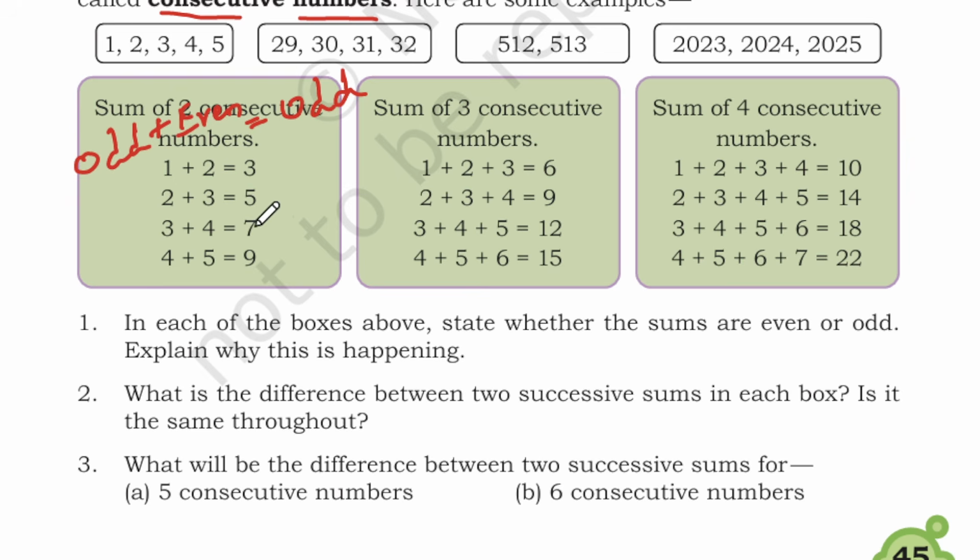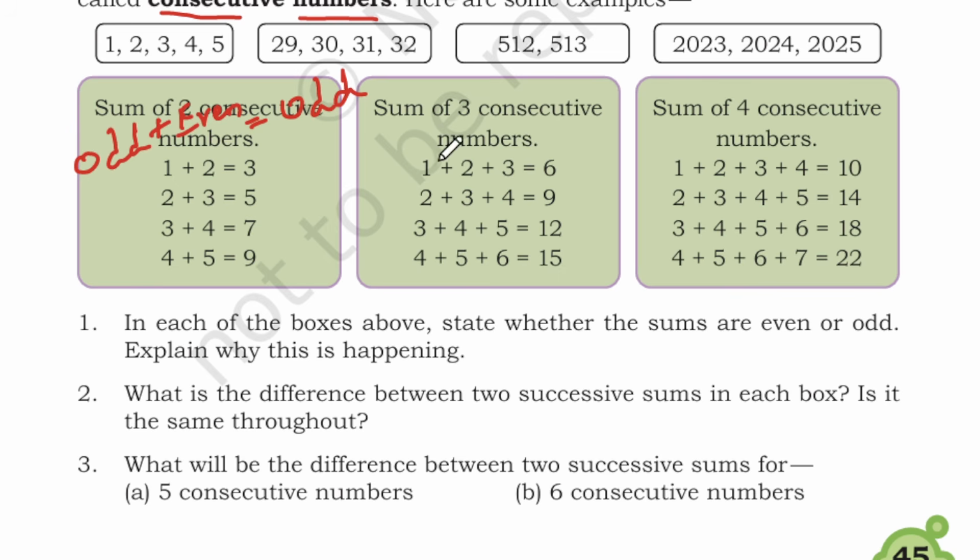So if we see in each box, so let's see the box number 1. In box number 1, even number plus odd number, we are getting odd number. So here one number is odd and another number is even. So all the sums we are getting here is odd number. And in the second box what we are having sum of three consecutive number 1, 2 and 3 which is equal to 6. So here we have one even number, one odd number and again we have one even number and the result we are getting is even number.